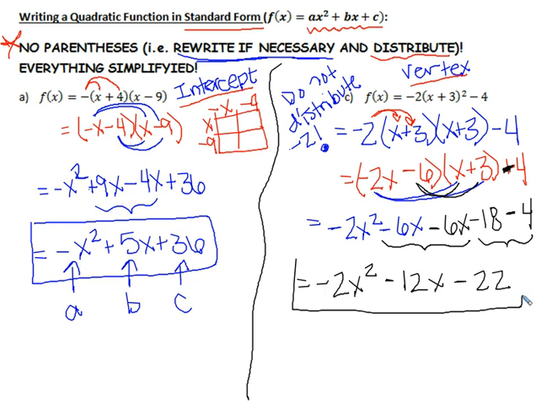So there's our standard form. We converted vertex form, which is what we started with, into standard form. And in case you want to label them, we have negative 2 as A, negative 12 as B, and negative 22 as C. So a bunch of distribution, a bunch of combining like terms, things I think we're really good with.